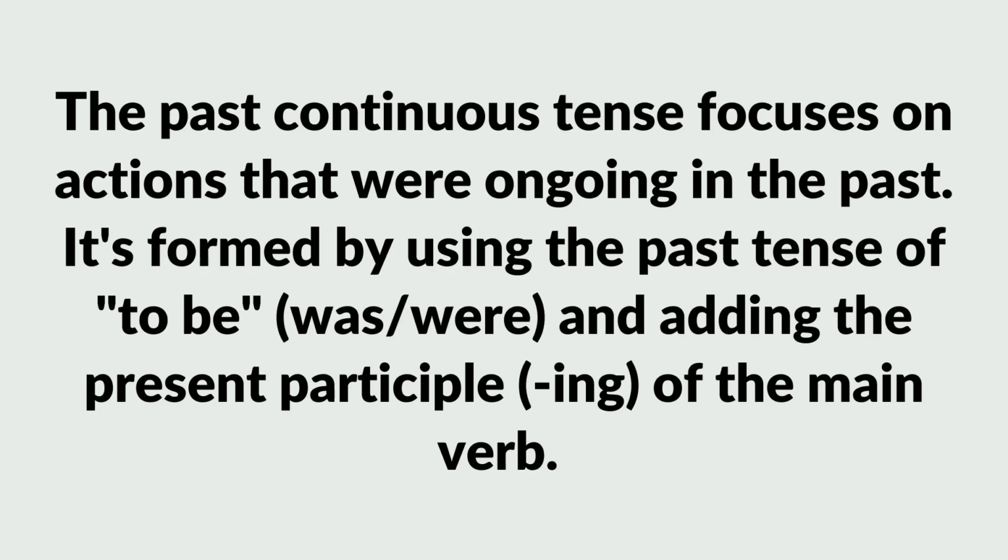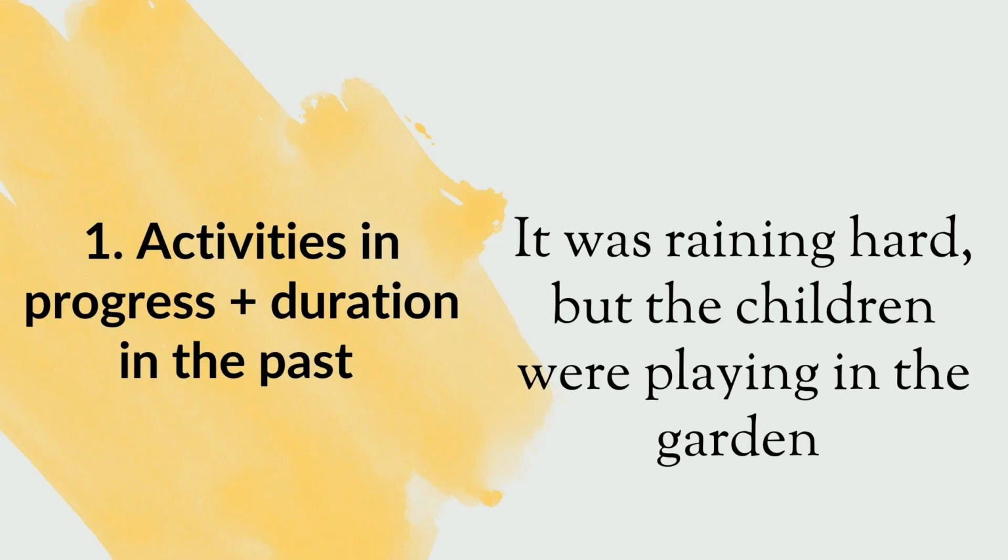Now let's turn our attention to the past continuous. The past continuous tense focuses on actions that were ongoing in the past. It's formed by using the past tense of to be, was/were, and adding the present participle, -ing, of the main verb. We use the past continuous tense to describe activities in progress with a duration, like "it was raining hard but the children were playing in the garden."